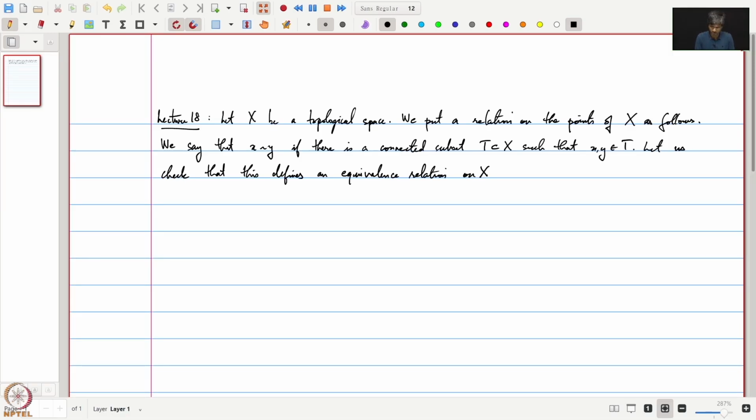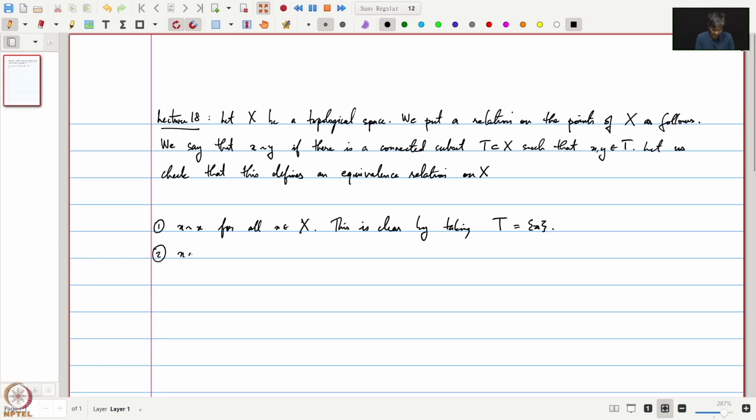So there are three things which we need to check. First, we need to check that x is equivalent to x for all x. This is clear by taking T equal to just the singleton set {x}. Any singleton set is connected because for a set to be disconnected, it has to have at least 2 points, right? Because we cannot write the singleton set as a disjoint union of non-empty open subsets. In fact, as a disjoint union of non-empty subsets.